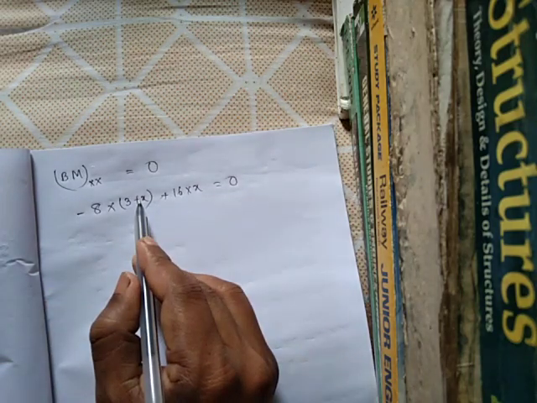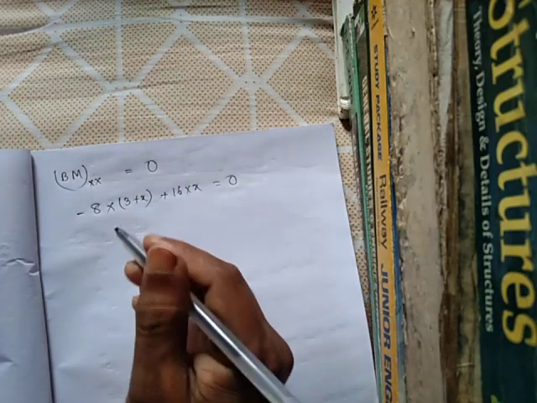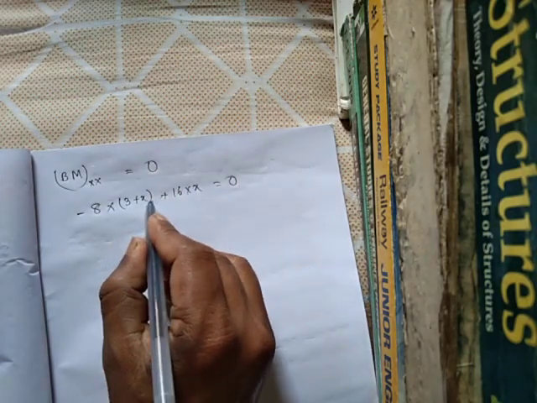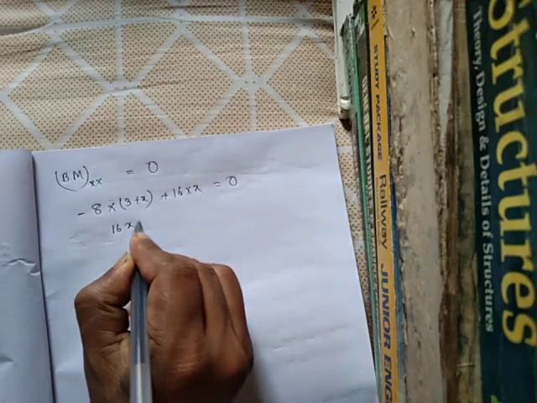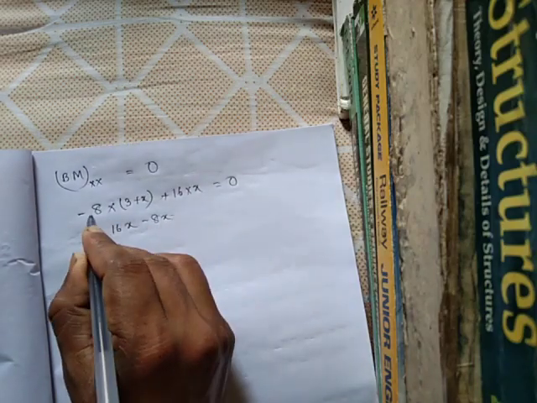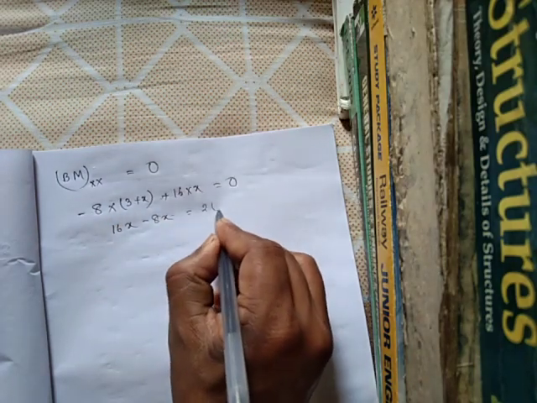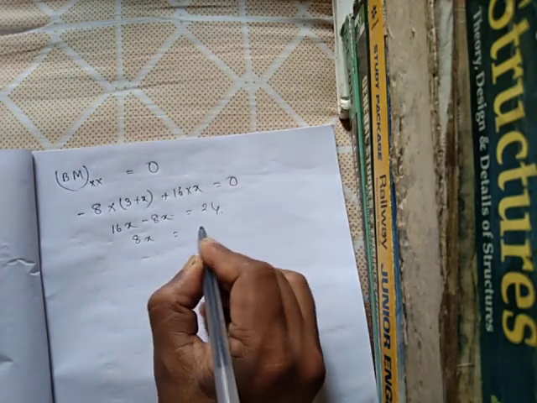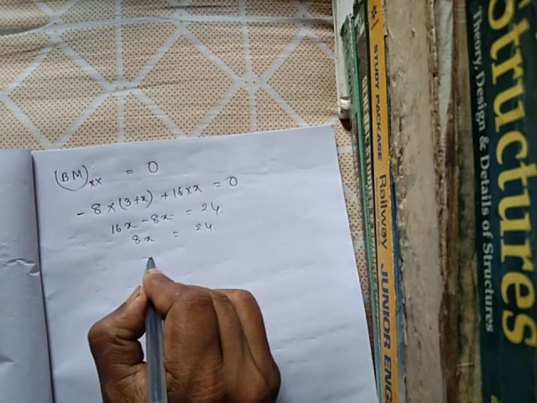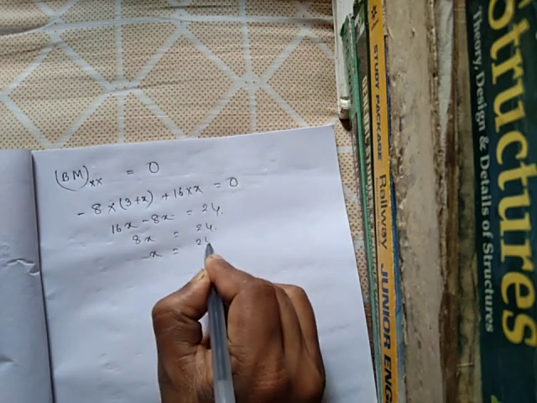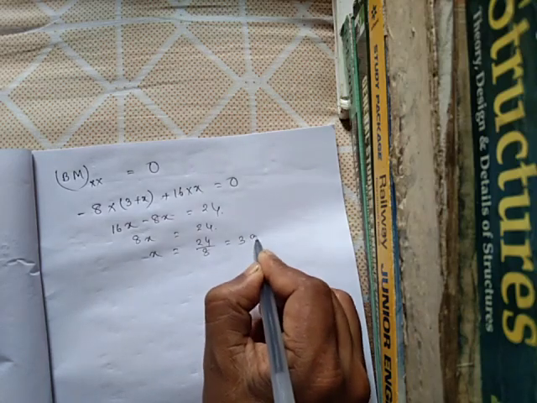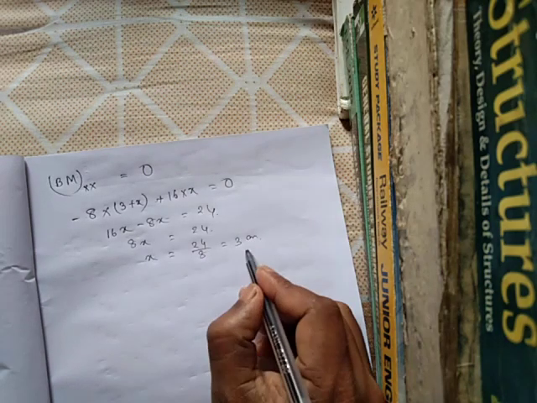So we can find the value of x. 16x minus 8x equals 24, so 8x equals 24, and x equals 24 divided by 8, which is 3 meter. So from support A, the distance of the point of contraflexure is 3 meter.